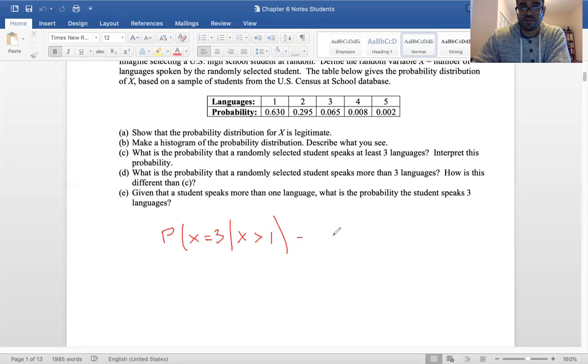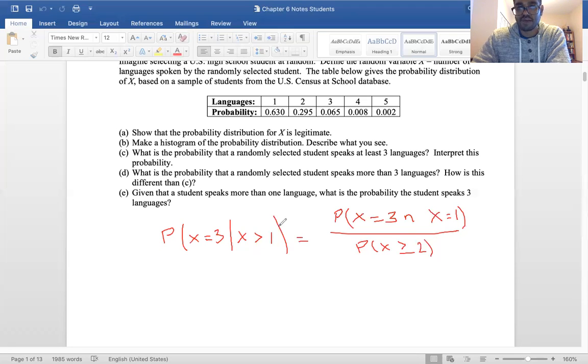Okay, and if you remember a conditional probability formula, this is the same thing as the probability that X equals 3 intersection X equals 1, divided by the probability that X is greater than or equal to 2. And here on the denominator, because X has to be greater than 1, meaning that we got to start at 2 and go bigger. That's why they got this X is greater than or equal to 2. Okay. And so on this numerator, you should have 0.008. And then on the denominator, you can just kind of add these up and then make a little division, and then you'll get an answer.